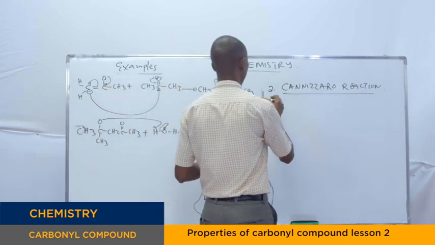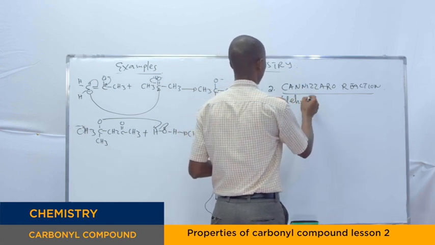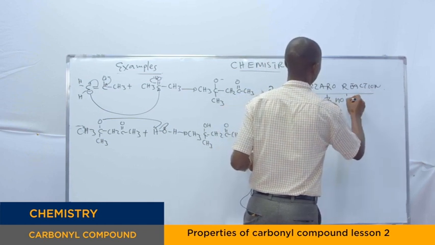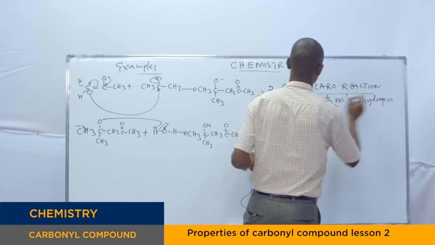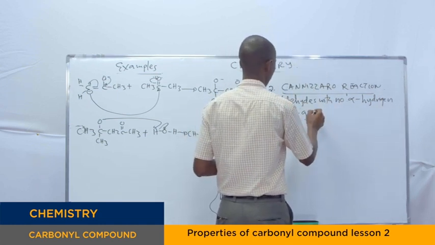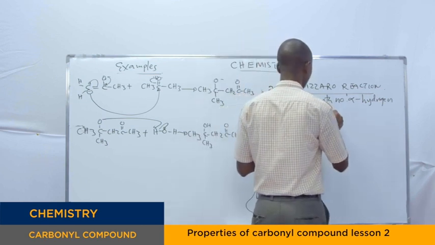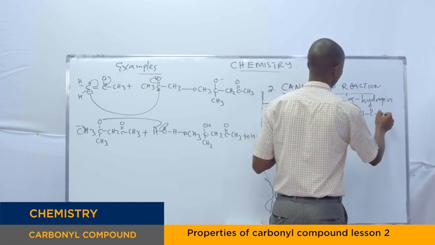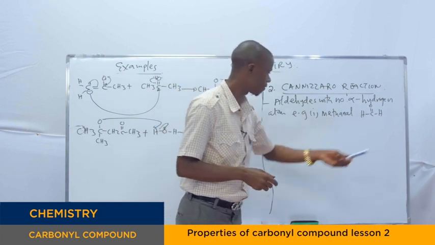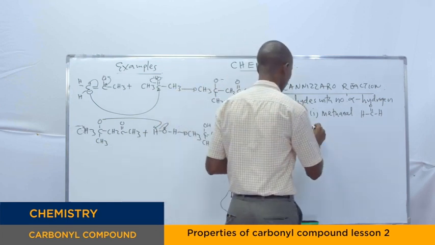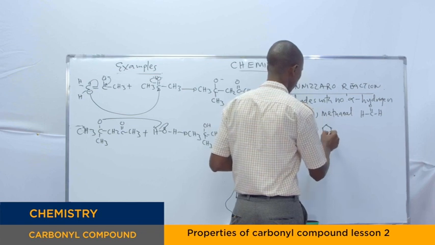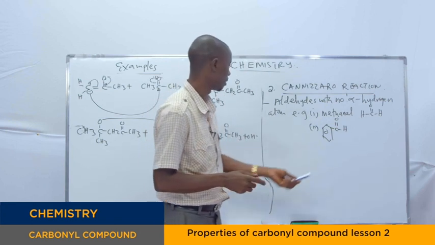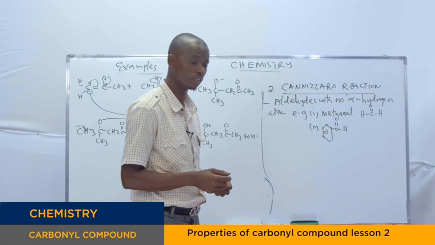For example, we have methanal. This one lacks alpha hydrogen atoms. The second example is this one. This is benzaldehyde. It lacks alpha hydrogen atoms.